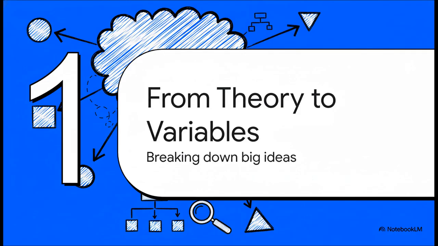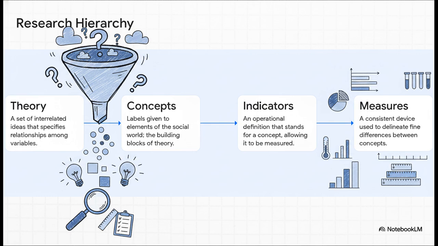Okay, so our journey starts right here, in the world of big ideas. Every great study kicks off with a theory, a framework that tries to explain how different things in the world are connected. But here's the catch. A theory is way too broad to test all at once. So the very first job for any researcher is to start breaking it down into smaller, more manageable, and, most importantly, measurable pieces. And yeah, this slide lays it out perfectly.